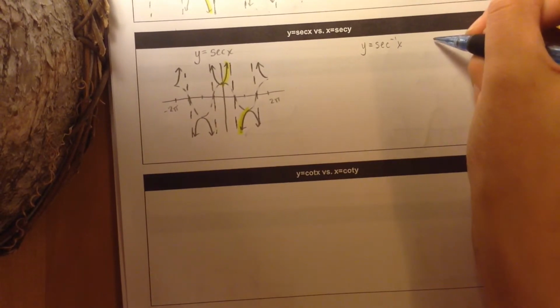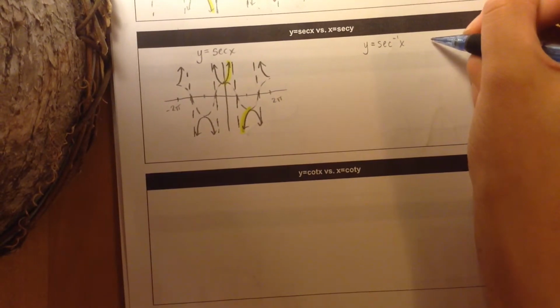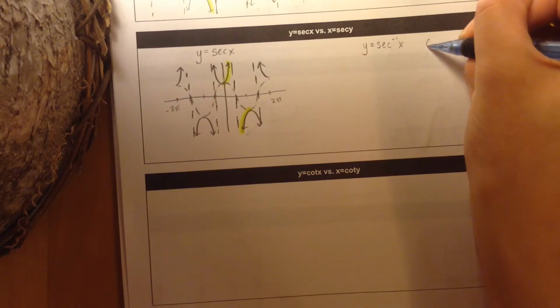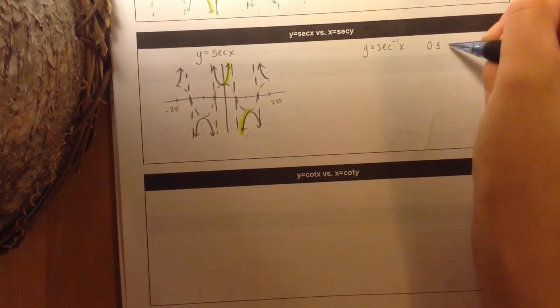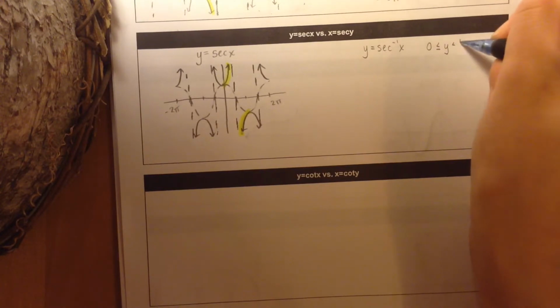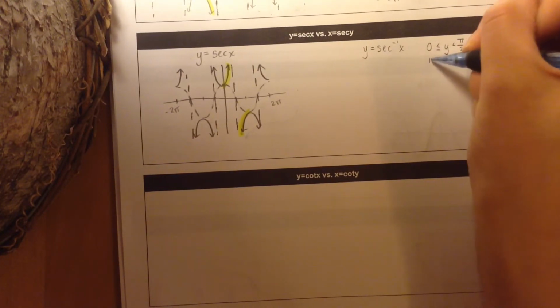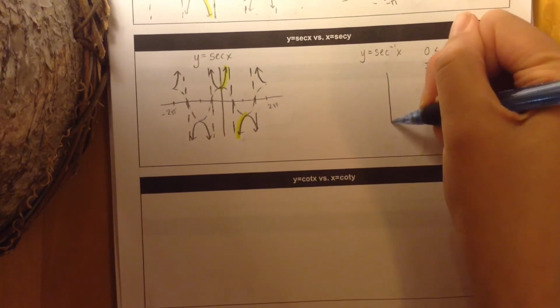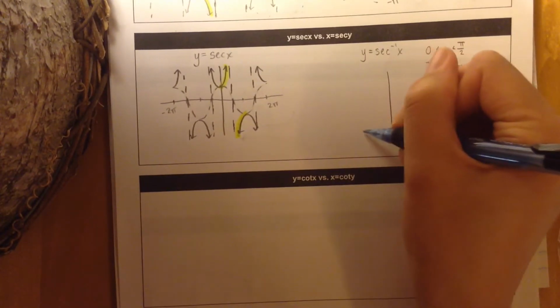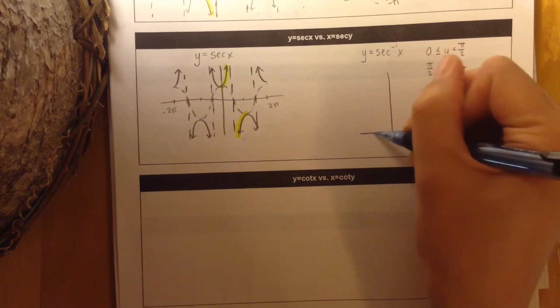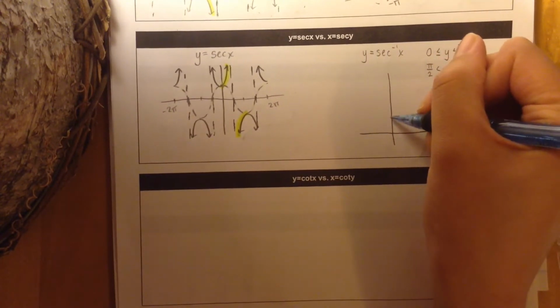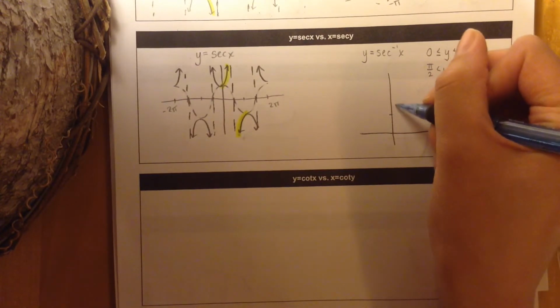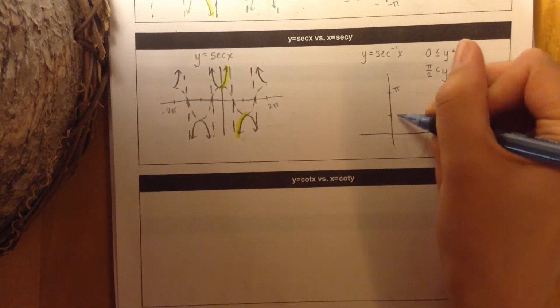So y equals secant inverse of x. Our y values, our range, is going to go from 0, including the 0, to pi over 2, but not including the pi over 2, and then from pi over 2, not including it, to pi. And we'll sketch this one out. Remember, asymptotes at pi over 2. So if I'm spreading this one out a little bit, this is pi over 2 making this pi.